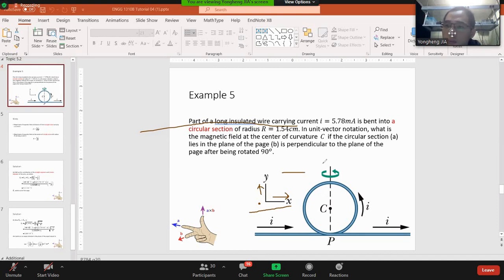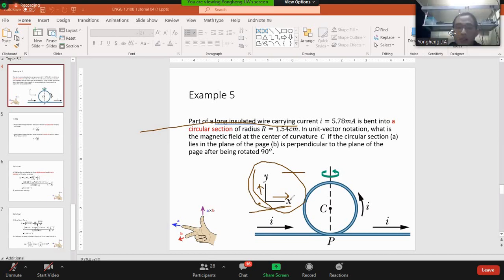Okay. Why not pointing into the page? Sorry, I can't hear you. Okay, please say again. Why not pointing into the page, the K direction? For which one? For this, just this example, example 5.